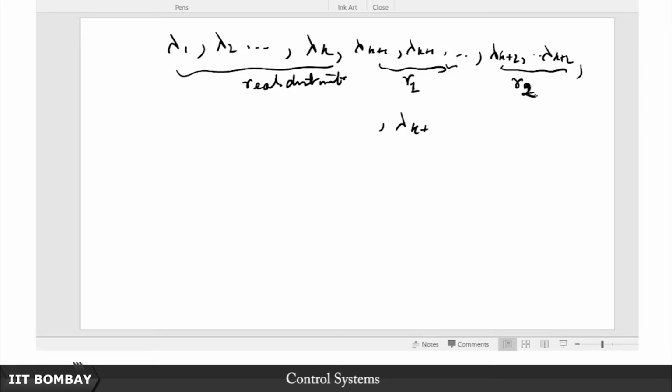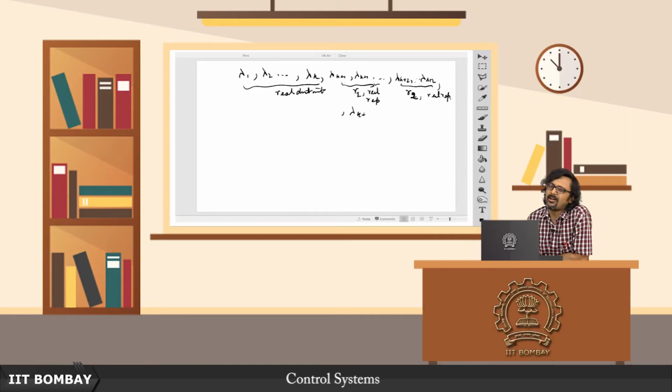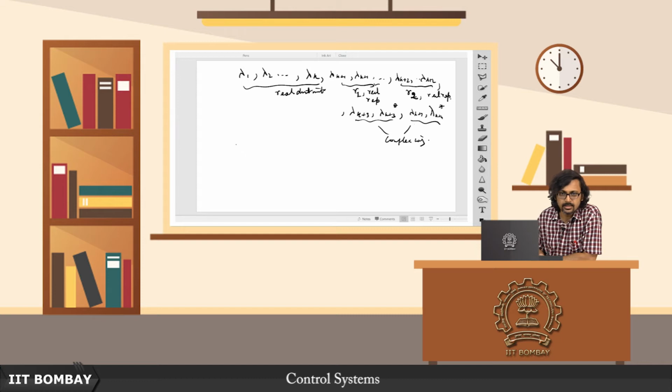then there are r1 repetitions of one eigenvalue, r1 real repeated, r2 real repeated, likewise you can have r3 and all, but I am just taking two such clusters of real repeated, and then lambda k plus 3 and lambda k plus 3 conjugate, lambda k plus 4 and lambda k plus 4 conjugate, say for instance. So these are complex eigenvalues, complex conjugates. So then what sort of a block matrix do you expect in this case?